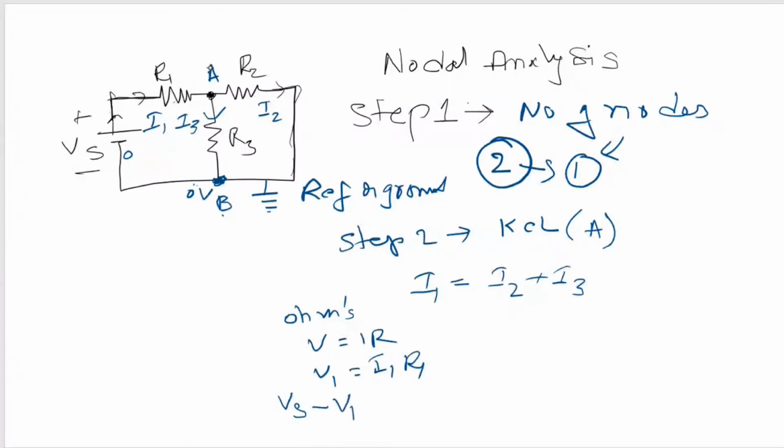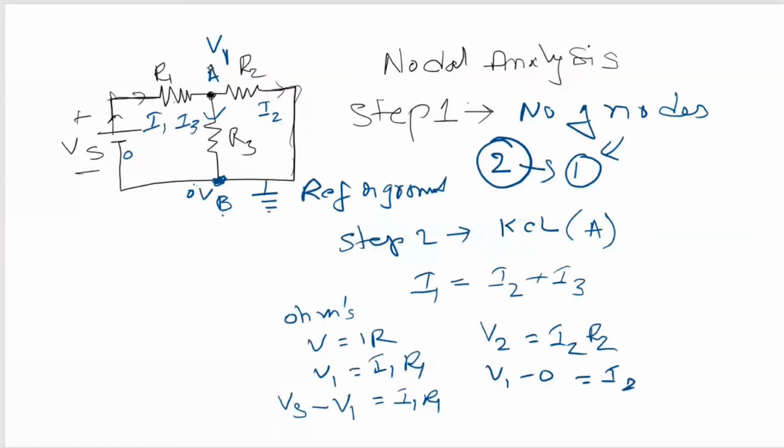Similarly, for the second element, V2 is equal to I2 into R2. Here we have to assume this as V1. So the potential difference across the second element is V1 minus 0, which is equal to I2 into R2.